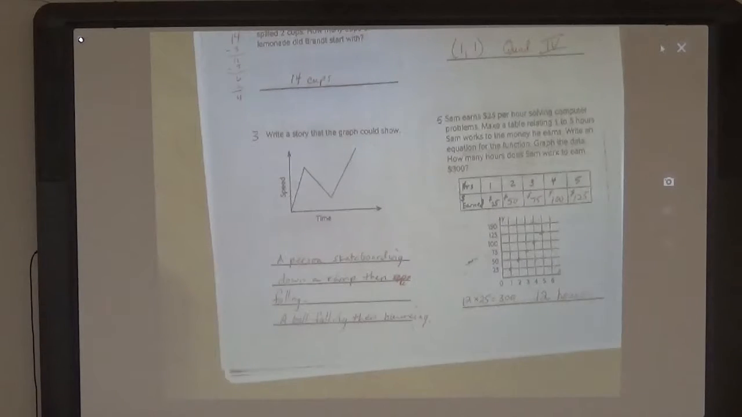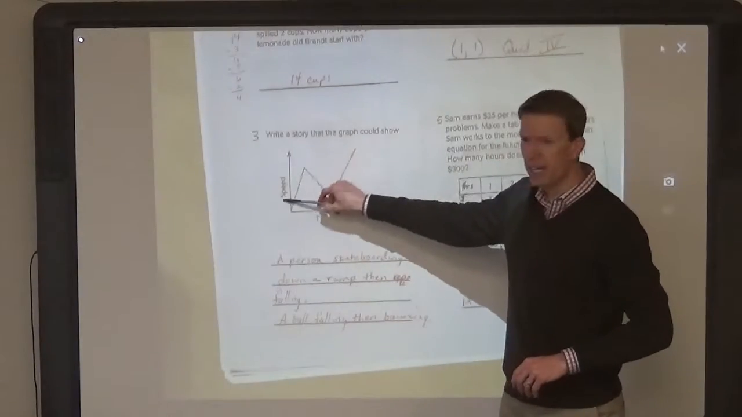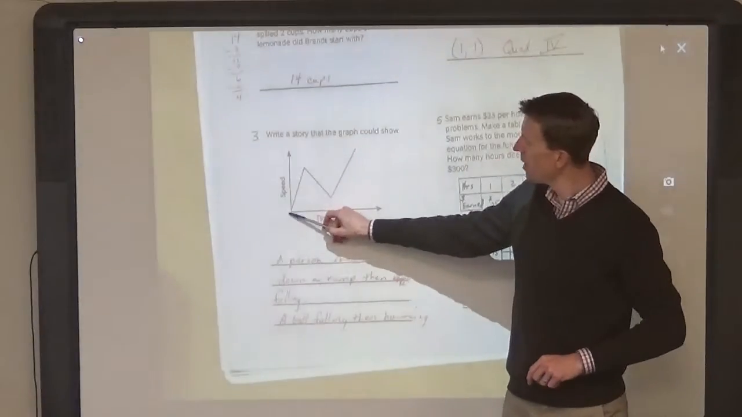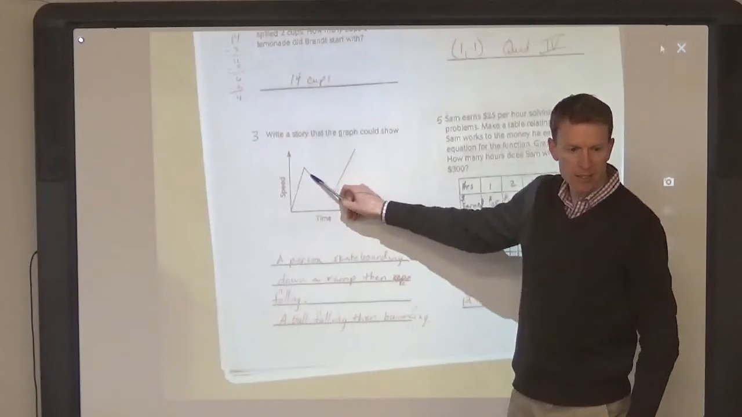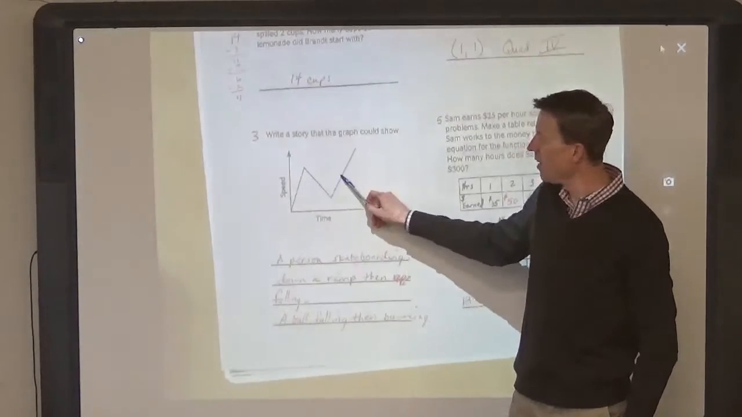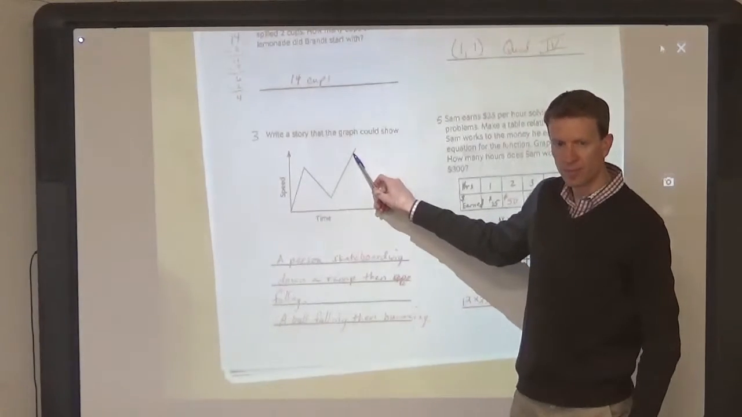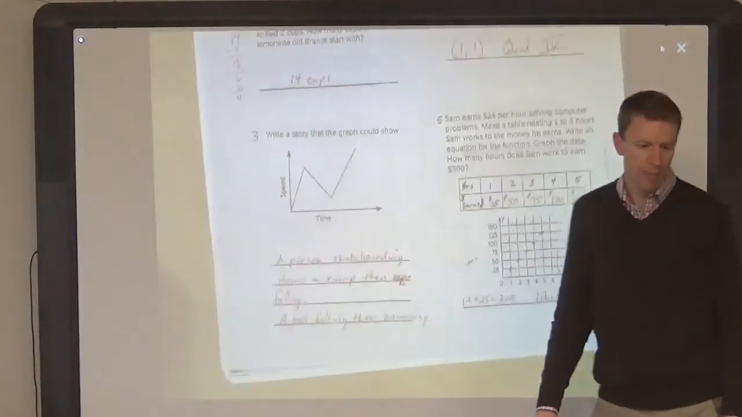Number 3. Write a story that the graph could show. So this is a graph showing time and speed. Speed is increasing to a point, and then it starts to decrease, and then increase again. So, what might it be describing?